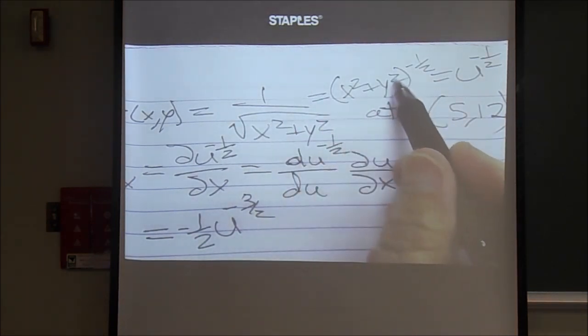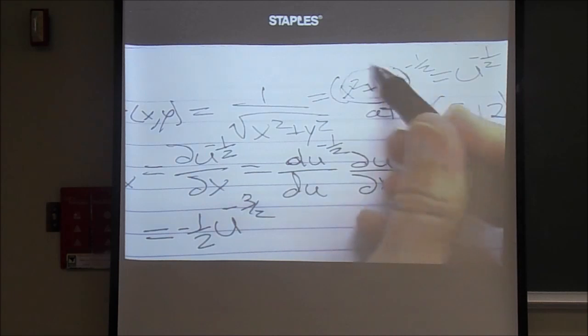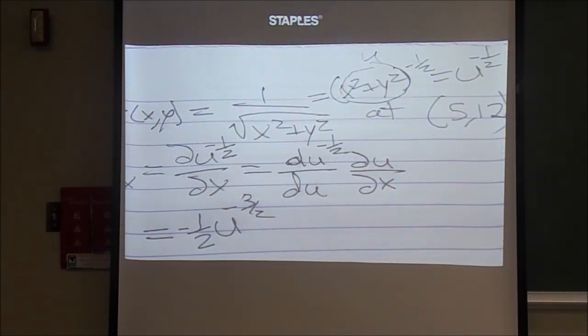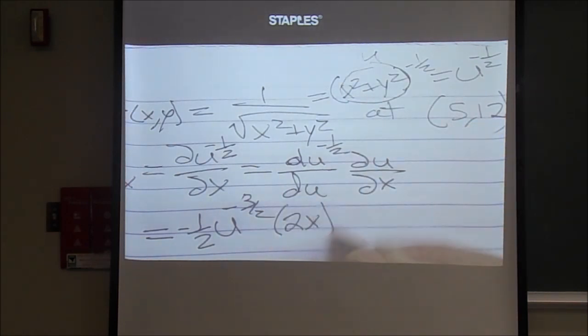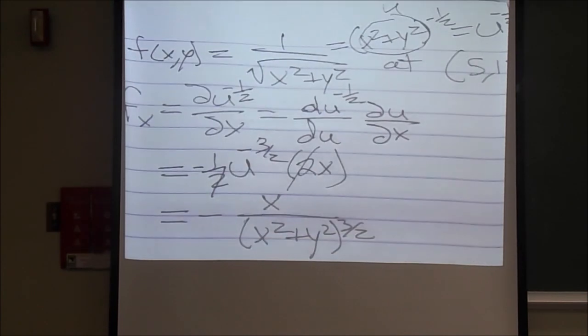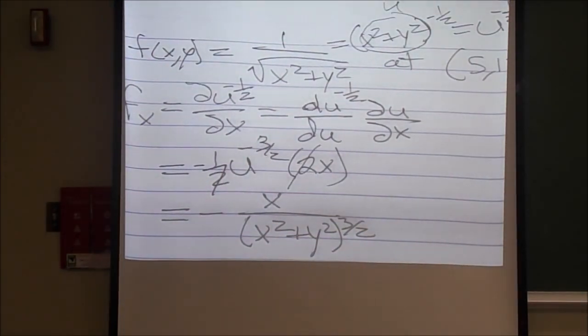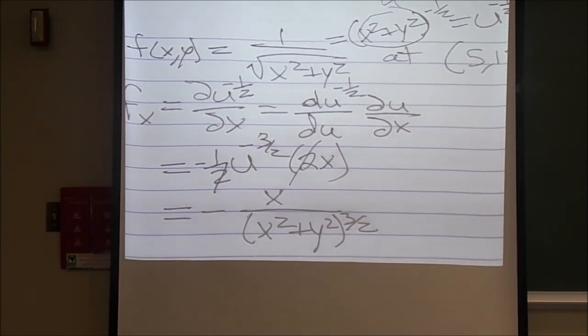The derivative of x squared plus y squared, here's u, is 2x plus 0, right? Now the 2 can cancel the 1/2, and I now have minus x times u to the minus 3/2, which is 1 over (x squared plus y squared) to the plus 3/2, right? 1 over u to the 3/2 is u to the minus 3/2. Now I have the partial with respect to x.